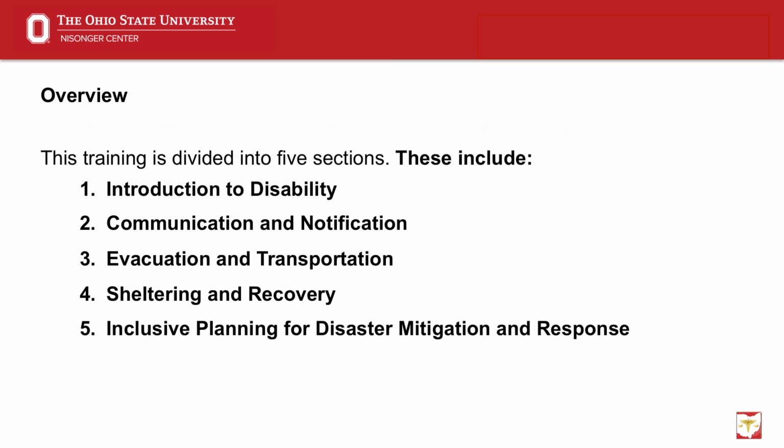The first section is an introduction to disability. The second is communication and notification. The third section is evacuation and transportation. The fourth is sheltering and recovery, and the fifth section is inclusive planning for disaster mitigation and response.